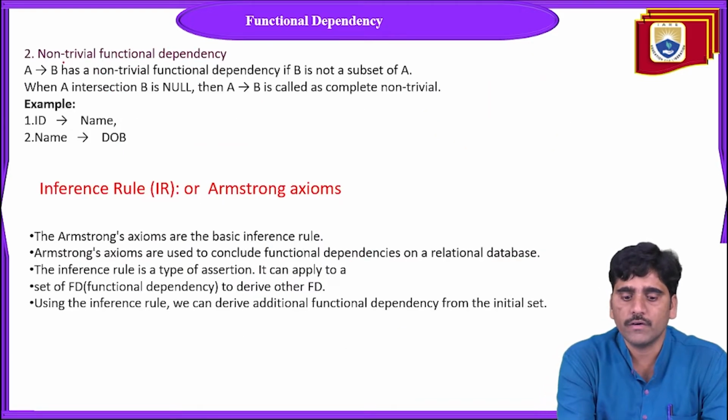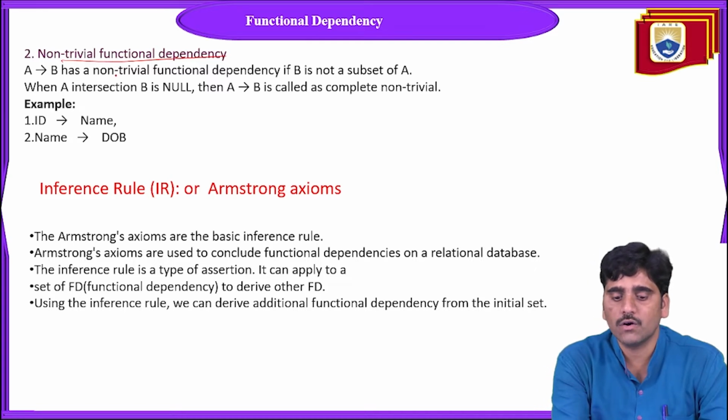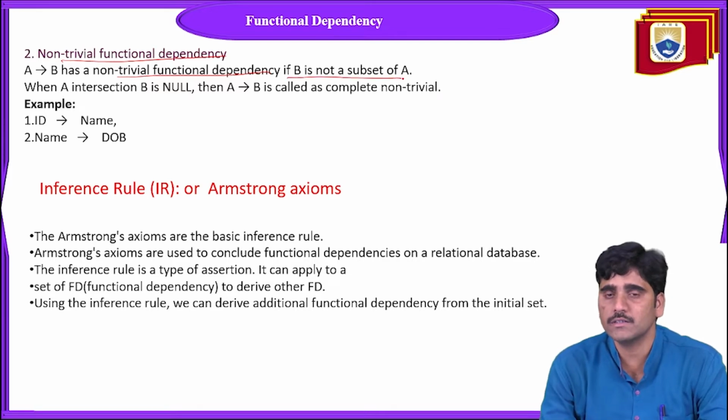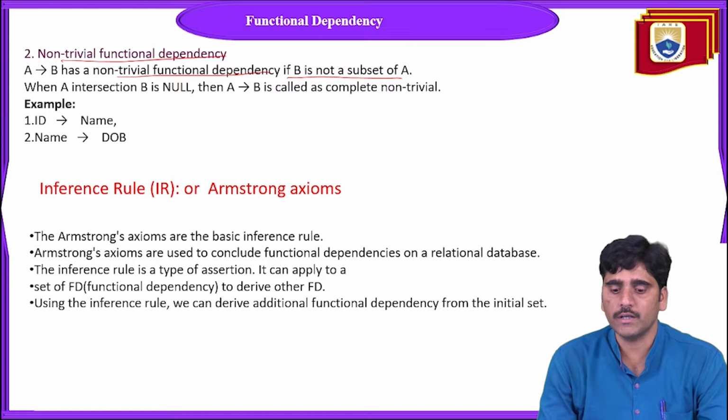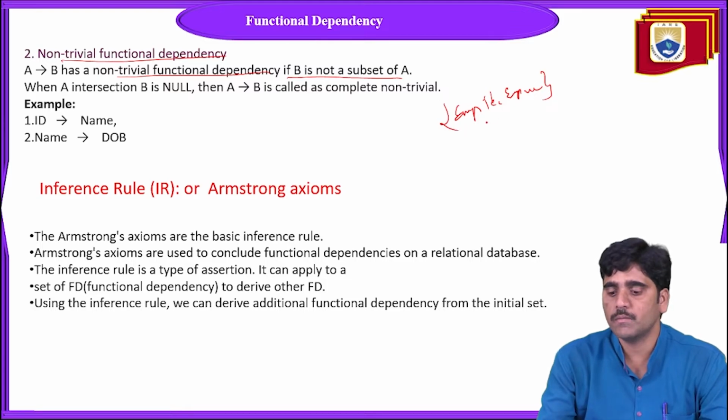And now the non-trivial functional dependency. A → B is a non-trivial functional dependency if B is not a subset of A. If B is not a subset of A, that means, for example, employee ID and employee name, these two belong to the employee table. So from these two values, you are going to retrieve the employee salary value.